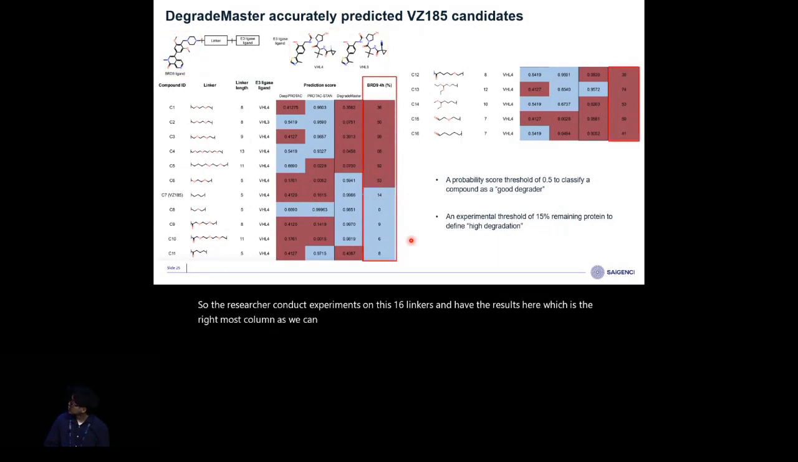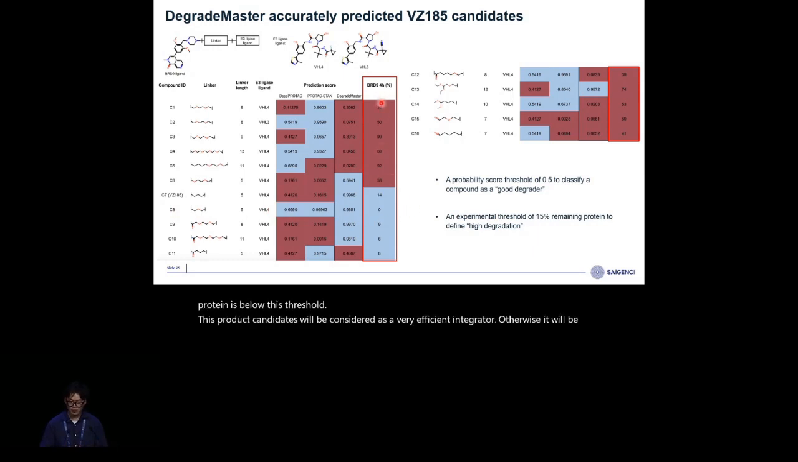The results are in the rightmost column, as we can observe here. This uses 15% remaining protein as a threshold. So if the remaining protein is below this threshold, this PROTAC candidate will be considered a very efficient degrader. Otherwise, it will be considered a bad degrader. So we use red color to indicate a bad degrader and blue color to indicate a good degrader.